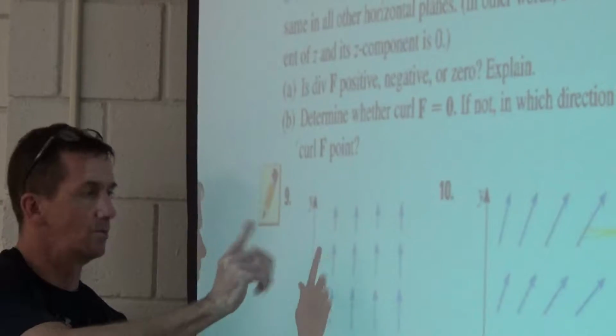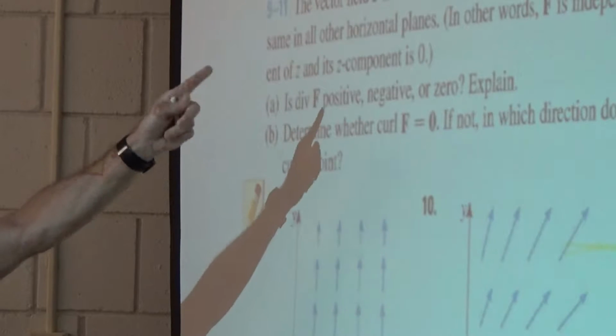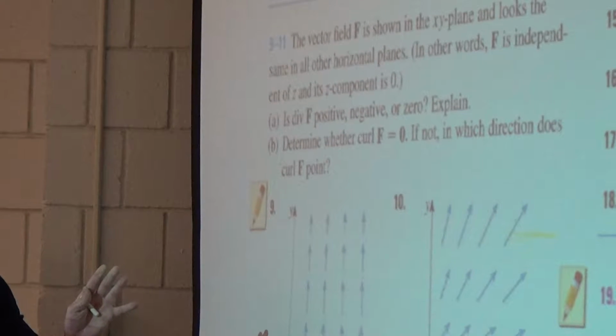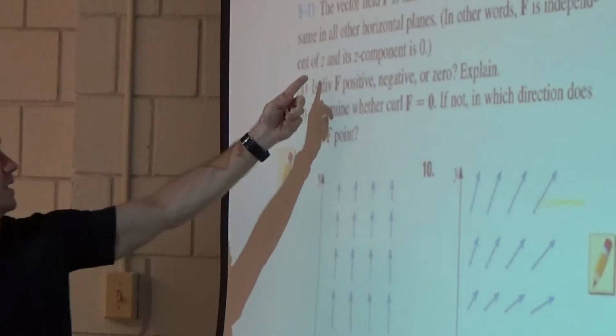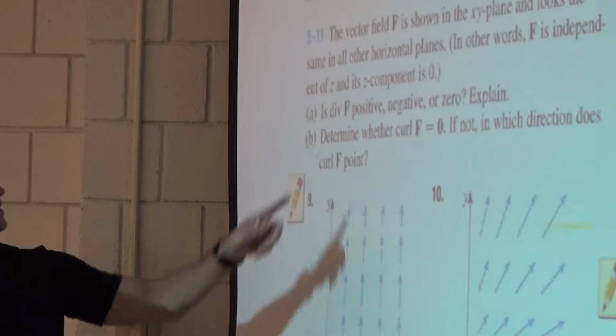Above this, it would look just like this, right? So that's important that you see that in the directions. The vector field F is shown in the xy plane and looks the same in all other horizontal planes. In other words, F is independent of z and its z component is 0. Look at the z component, 0.